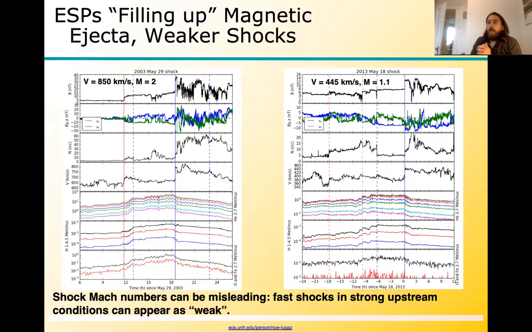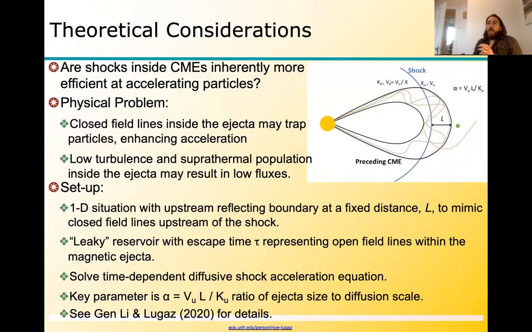It happens also with shocks that we'd consider very weak, Mach 1.1, because again, the Mach number that you measure is not really the Mach number of the shock. It will depend on the upstream condition. So this leaves us with a couple of questions. One is, are CME shocks inside a coronal ejection inherently more efficient at accelerating particles?